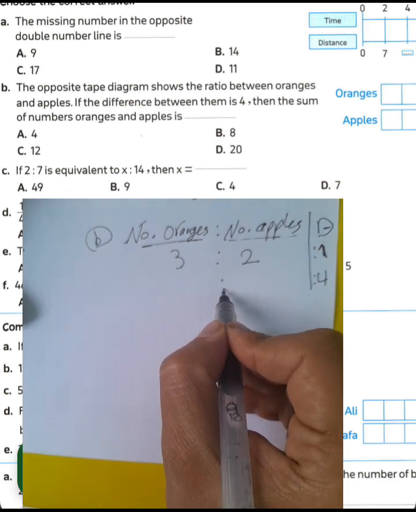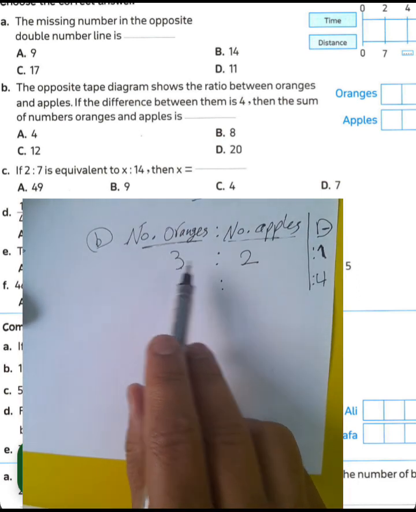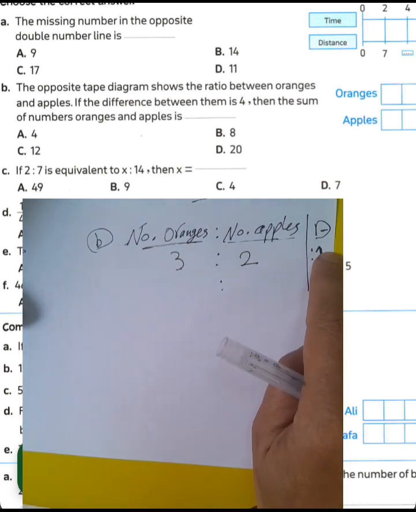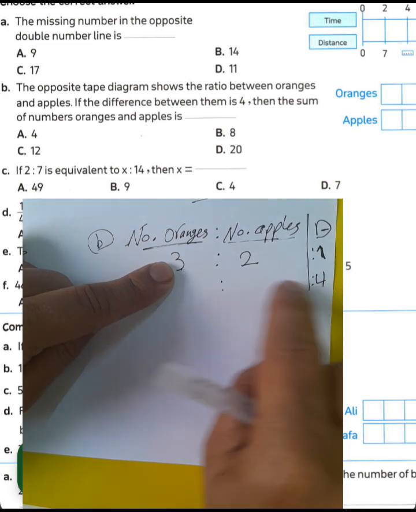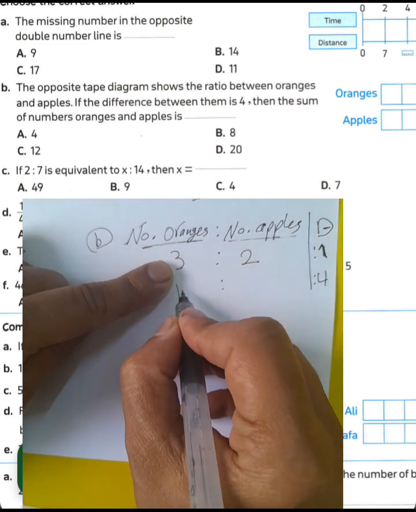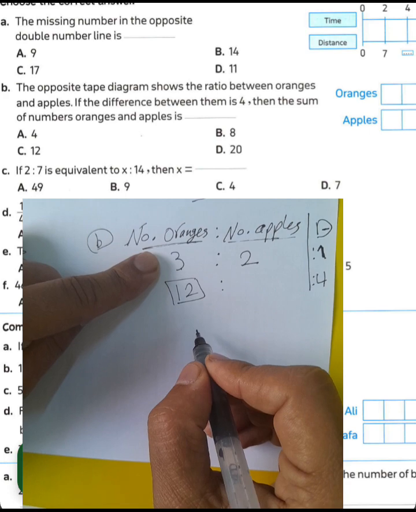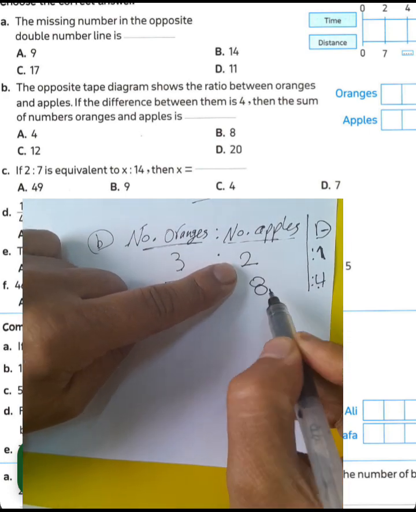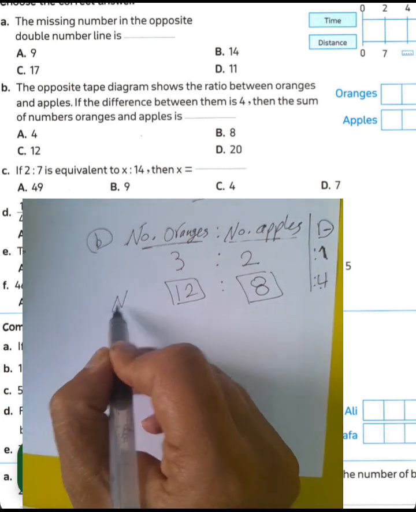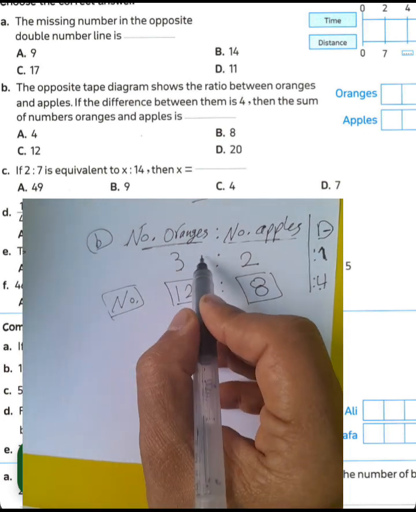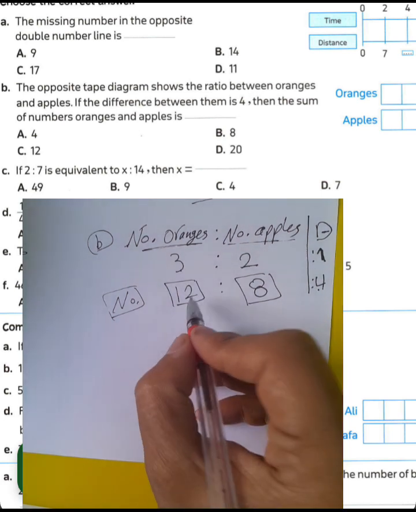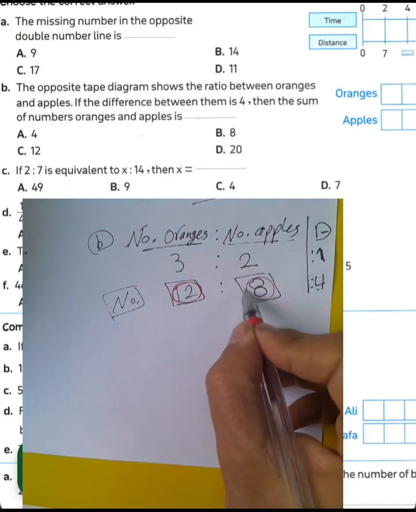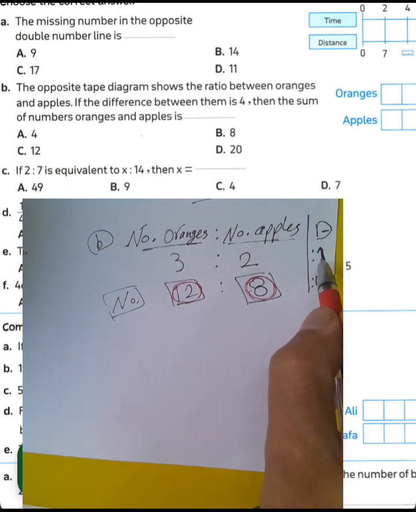Then for the number of oranges, we can write 3 times 4 divided by 1. 3 times 4 equals 12. 12 divided by 1 equals 12. Then the number of oranges will be 12. And the number of apples, 2 times 4 equals 8. 8 divided by 1 equals 8. Then we have 12 oranges, and we have 8 apples.